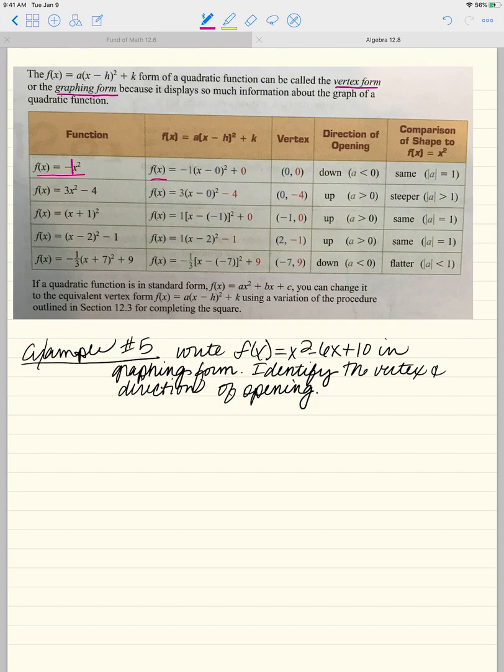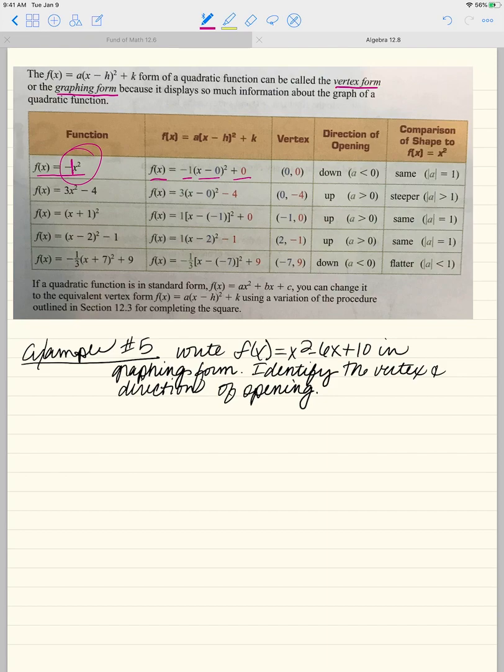-1, what is h? There is no h and there is no k in this function, right? So the graphing form is -1 times x minus 0 squared, and then plus 0, because there is no h, there is no k. Our vertex is at 0, 0, okay? And then our graph opens down, and it opens down because a is less than 0.